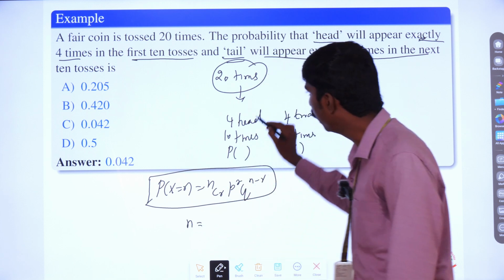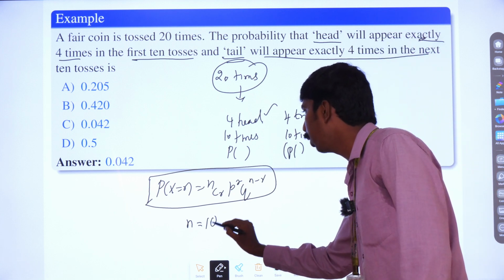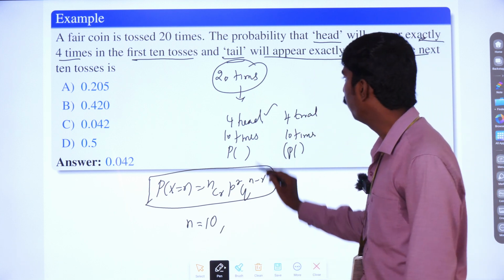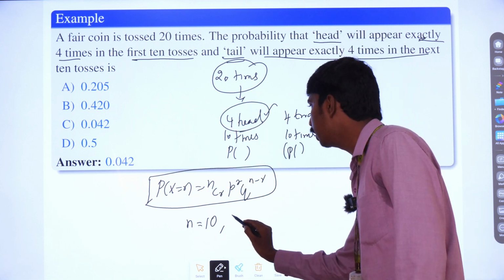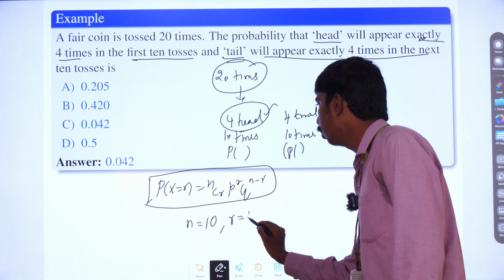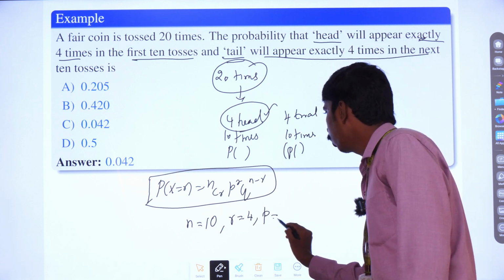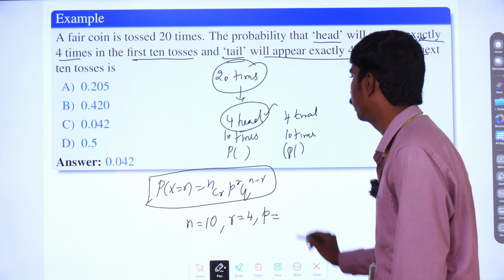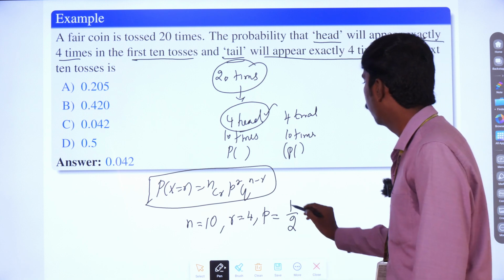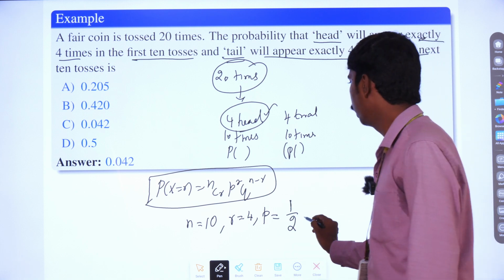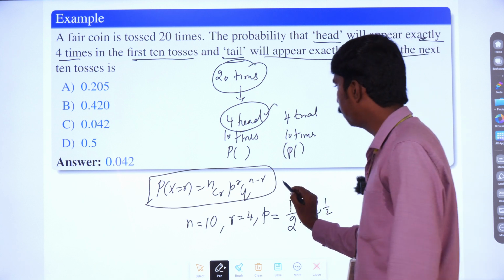So I need to find out what n is here. To get this probability, you toss a coin 10 times, therefore n equals 10. And we need to get 4 heads, that is the successful outcome we desire, therefore r is 4. Then what is the probability of getting heads? Always when you toss a coin, there are 2 outcomes, so the possibility to get heads is 1 by 2. Then similarly q is 1 by 2.